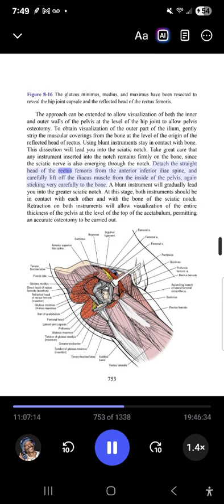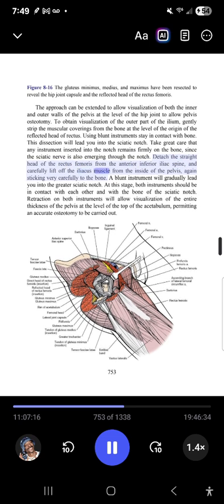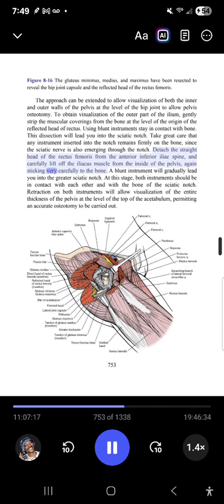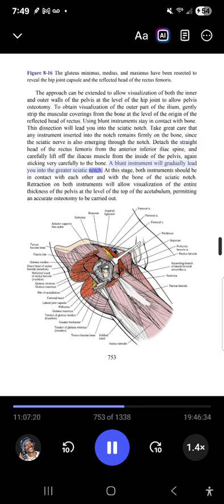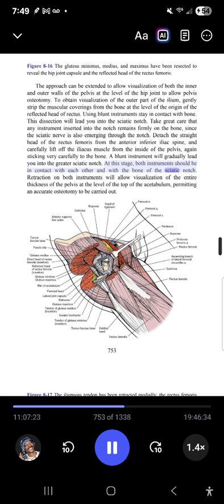Detach the straight head of the rectus femoris from the anterior inferior iliac spine and carefully lift off the iliacus muscle from the inside of the pelvis, again sticking very carefully to the bone. The blunt instrument will gradually lead you into the greater sciatic notch. At this stage, both instruments should be in contact with each other and with the bone of the sciatic notch.